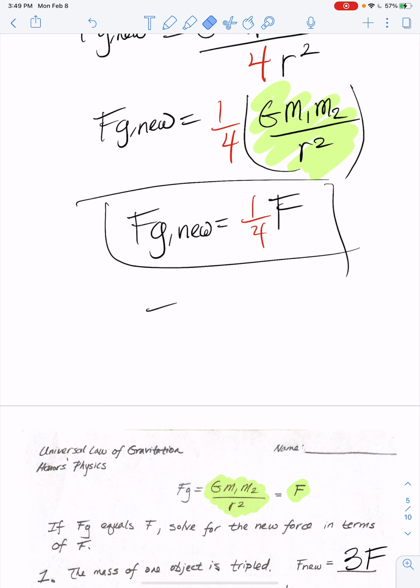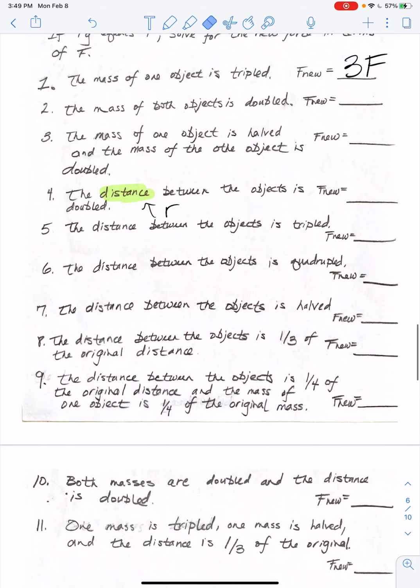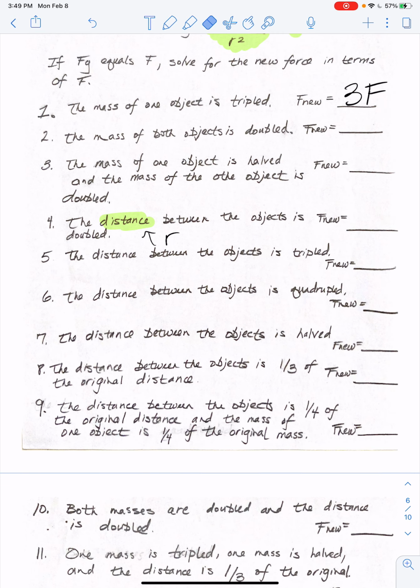Let me erase that. Let's get that out of there. Okay, so we'll come down here and write the answer. So we have 1/4. Whoops, I wrote it in the wrong blank. I think we were on problem number 4. So that'll be 1/4 F, or a quarter F.